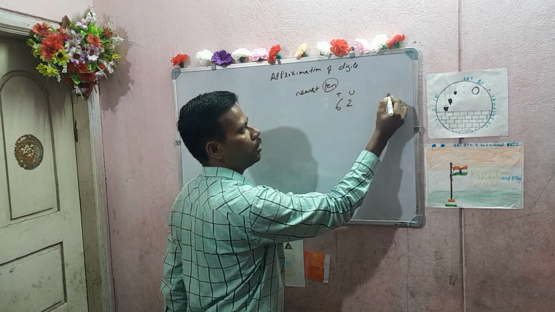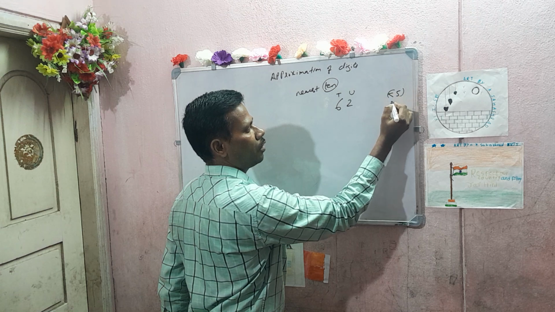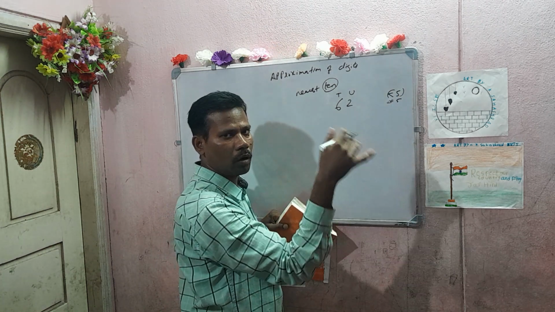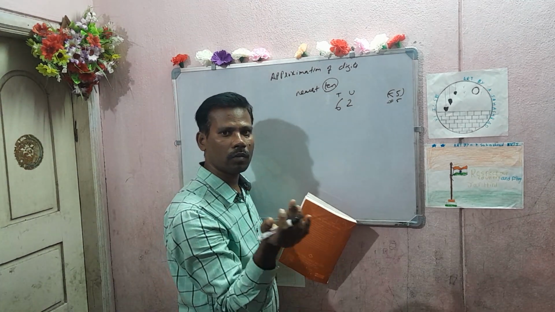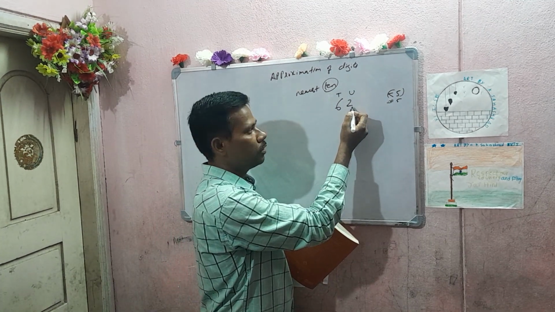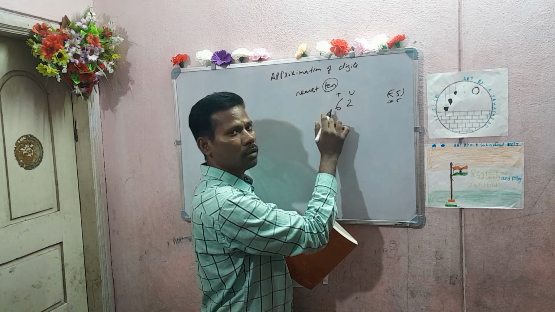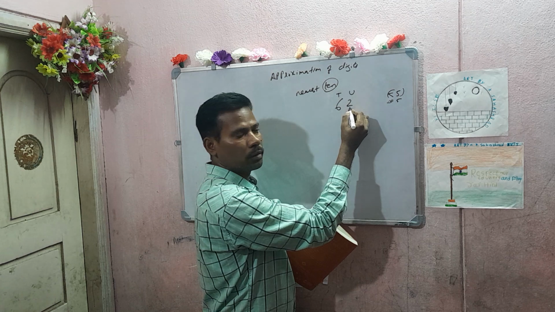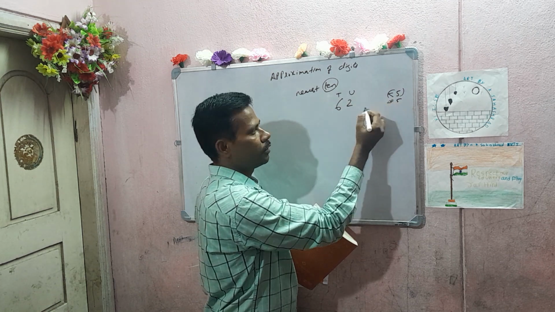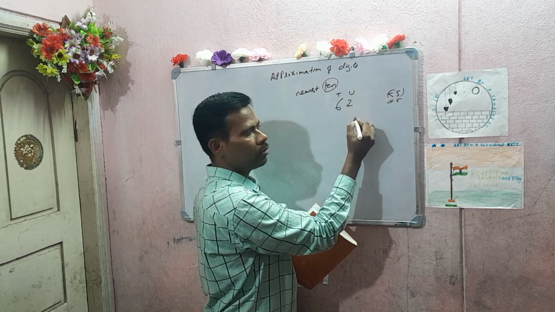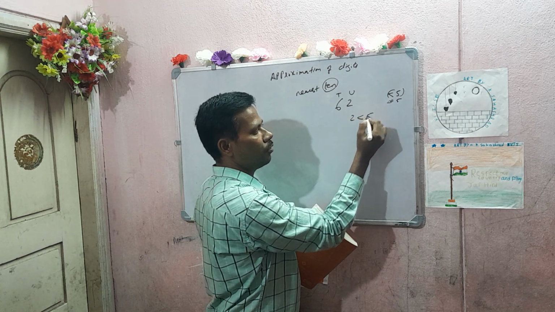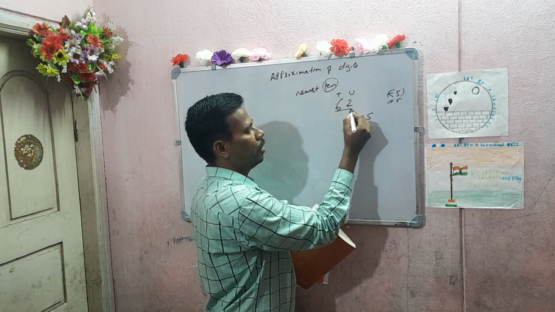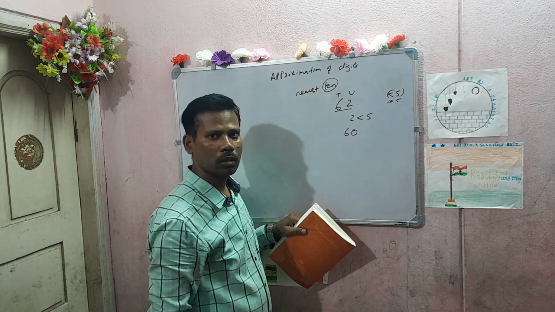If the units place is less than 5 or equal to 5, you need to keep the tens place as it is. Suppose here the units place is 2. It is less than 5. So don't add anything to the previous one. Since it is nearest to 10, underline this, and the answer is 60.